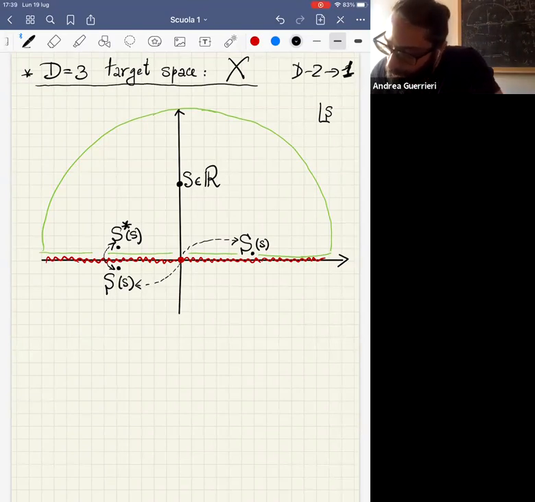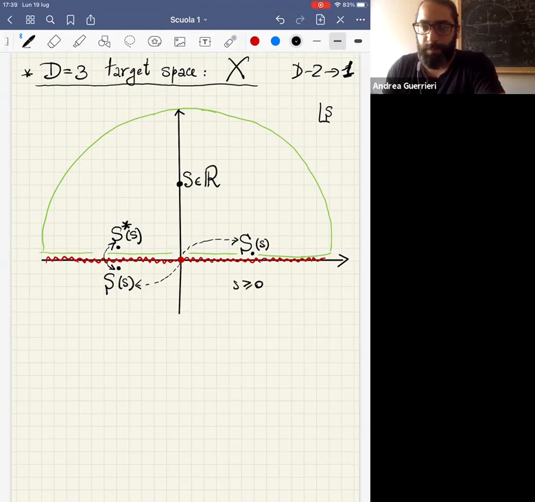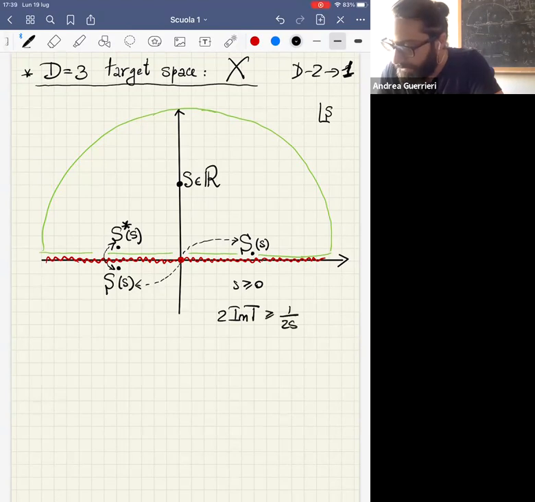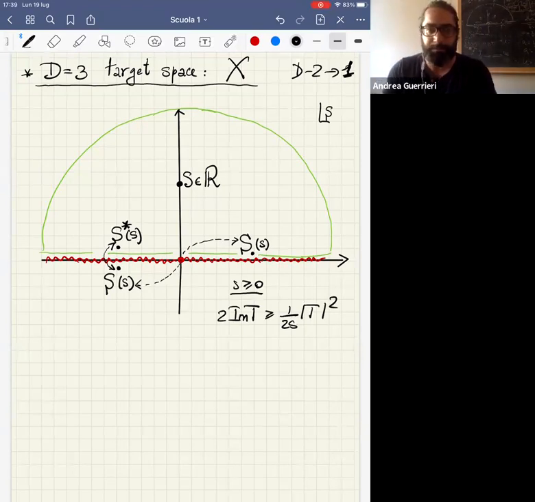Now, we do expect a cut for s greater or equal than 0 by unitarity. Because unitarity tells us that 2 times the imaginary part of the amplitude is greater or equal than 1 over 2s times the absolute value squared. So we do expect a cut for physical energy, for s greater or equal than 0.